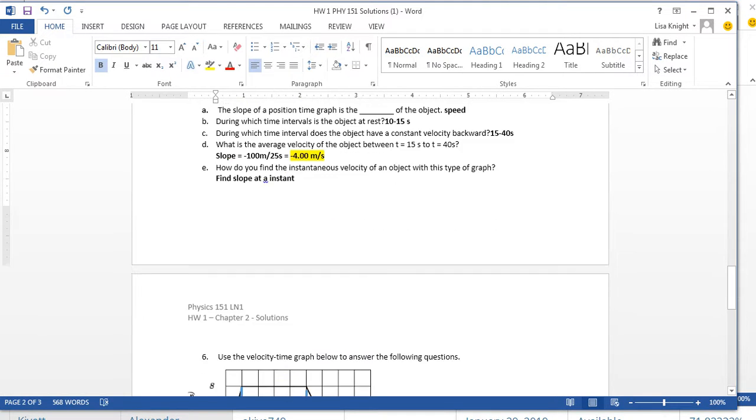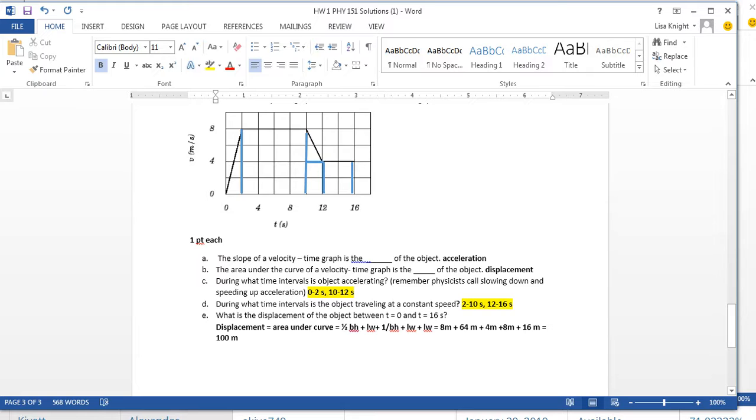And then in the final graph, I highlighted C and D because you guys were asked to tell me when it was accelerating. Remember, accelerating means speeding up or slowing down. So it starts at 0 and it goes up to 8 meters per second. That's an acceleration. It's a change in velocity. And it starts at 8 and it goes down to 4 meters per second. So that's a change in velocity. So both 0 to 2 and 10 to 12 seconds are our periods of acceleration.